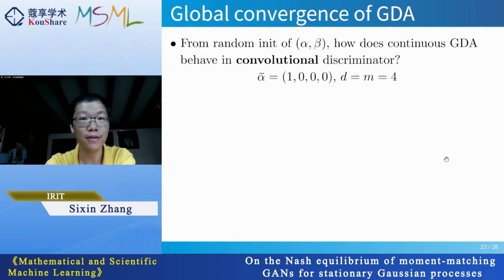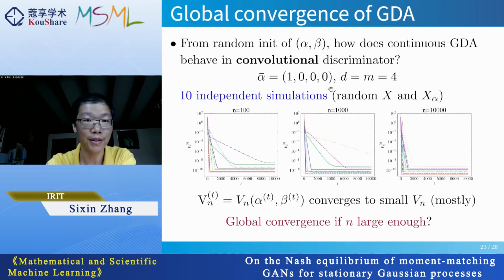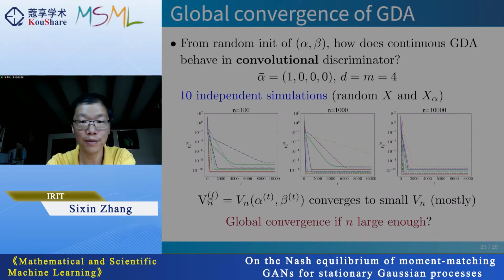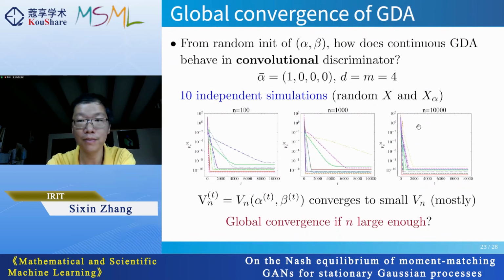So here is the first result about global convergence. We'll start from random initialization, and by changing the number of data samples, we can observe different simulations of these trajectories. We'll see that the loss goes pretty small. And the question is, do we achieve some sort of global convergence to the consistent Nash equilibrium or not, if n is big, for example?